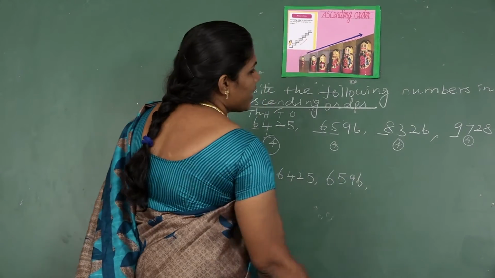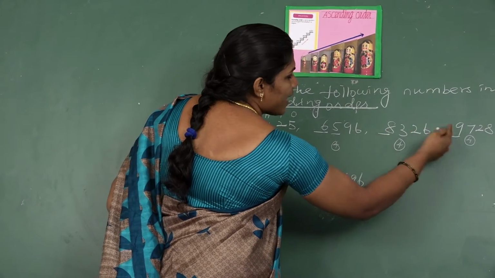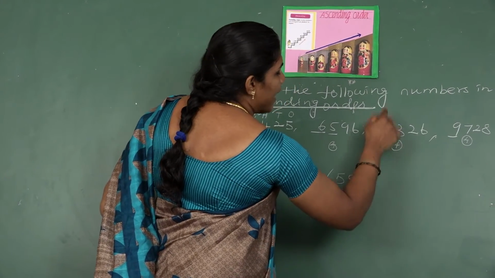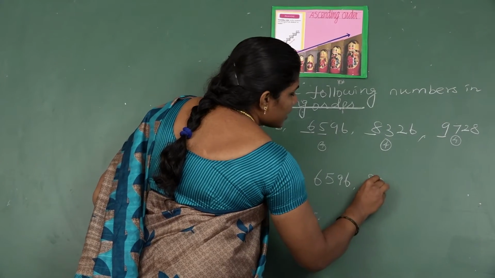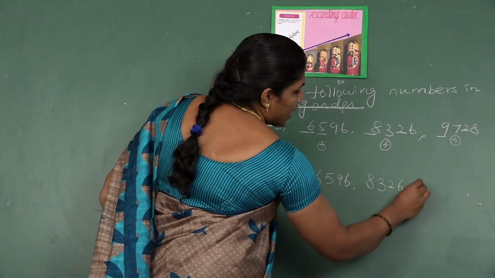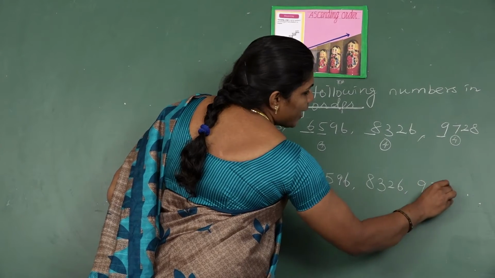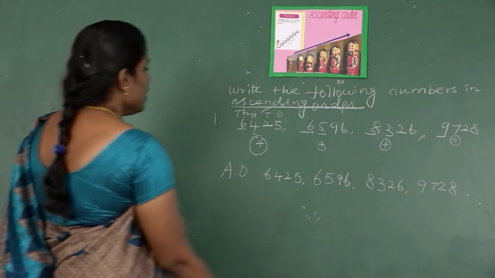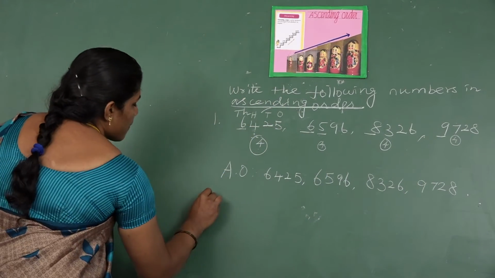6,596. Next, here see 8,000, here 9,000. Which is the smallest number? 8,000. 8,326. Next you write 9,728.